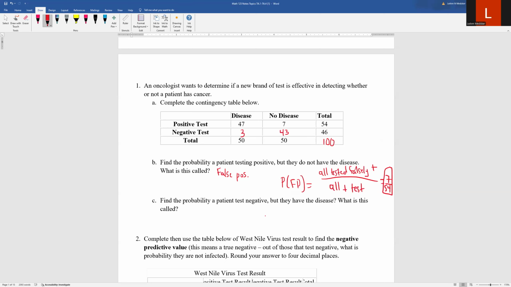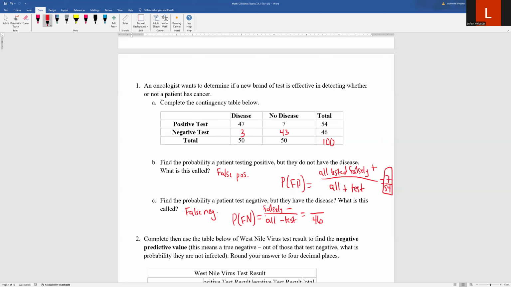Okay. Find the probability a patient tests negative, but they have the disease. What is this called? This number is called the false negative. So when we do a probability of a false negative, we look at all negative tests. So everybody who tested negative, and then we look for people who were falsely negative on top. In other words, the test reported incorrectly relative to their actual body state of being. So negative tests, that's this second row. We had 46 negative tests altogether, and then falsely negative.